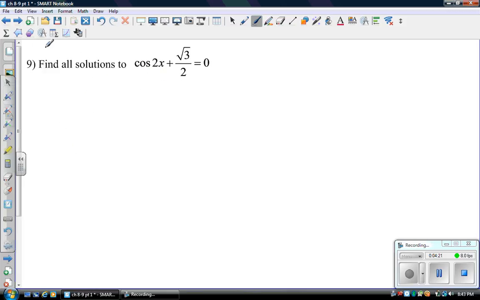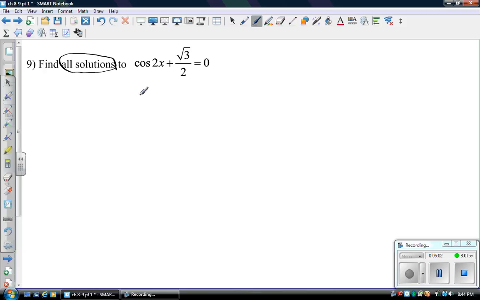Okay, numbers 9, 10, 11 start to get a little trickier, and there will be ones like these on the test, so that's why they're on the review. Find all solutions to cosine of 2x plus root 3 over 2 equals 0. It doesn't give me an interval, it just says find all solutions. Notice there's an equal sign here, and there's a variable I'm solving for. I'm finding all solutions, so this one's going to have the whole plus 2n pi, and then maybe I have to do some more work afterwards. One thing is, this kind of problem we did before we figured out the double angle identity for cosine.